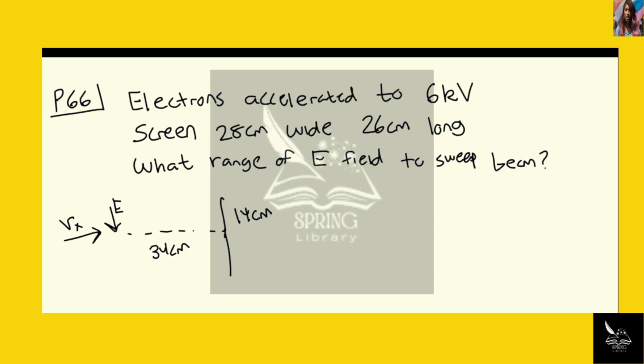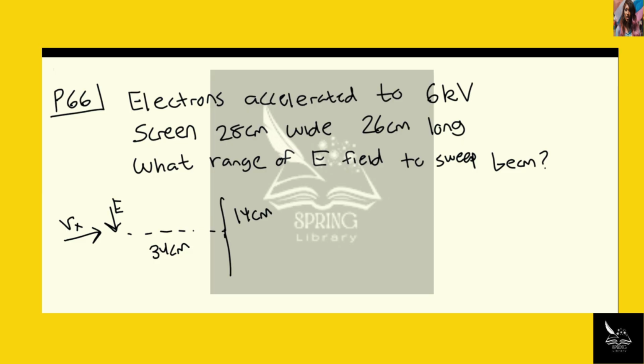Okay, in this problem we have electrons sent through an accelerator to 6 kilovolts. We have a screen 28 centimeters wide and 26 centimeters long, and we were asked what field is required to sweep the beam across the surface of the screen. So we can do this with a mixture of kinematics and energy.